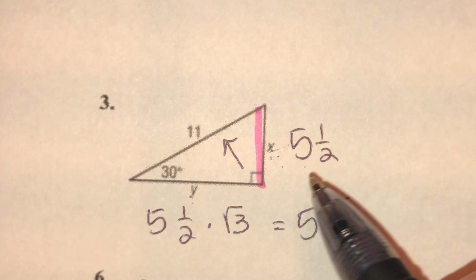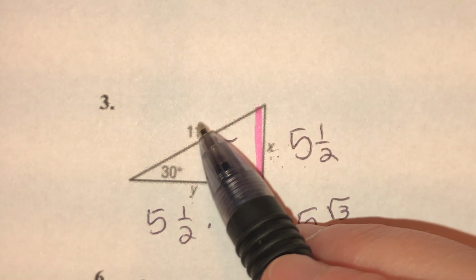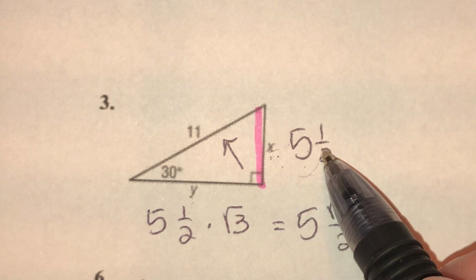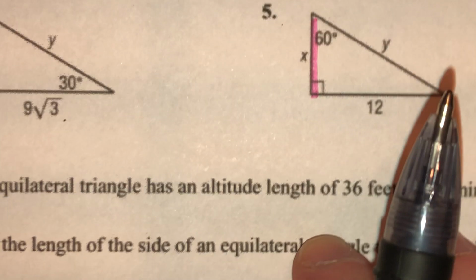Okay, so now I've got all three sides. I've got the short side, 5.5, double that, I get the hypotenuse, 11. Take the short side, multiply it by the square root of 3, and I get the long side. Number 4.